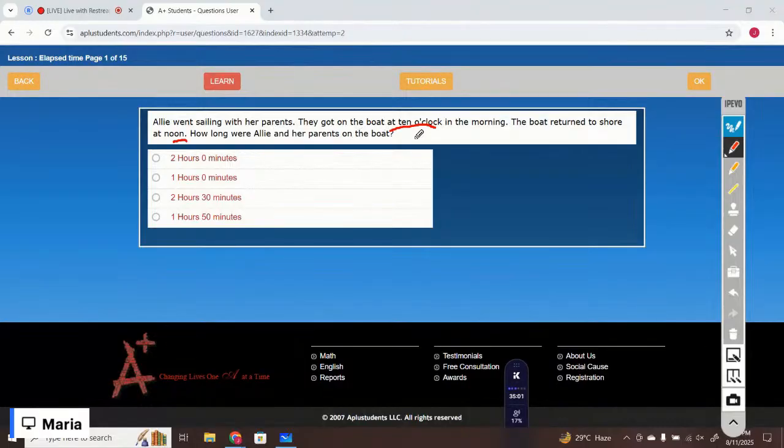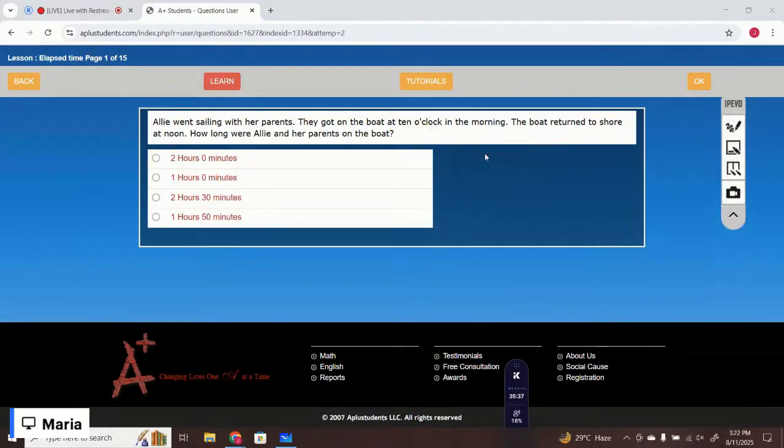So at 10 o'clock in the morning they went, and they returned at noon. Noon means 12. They went at 10 and returned at 12. We need to calculate the time they spent there. So 12 minus 10 is 2 hours. Option number 1 is the correct option. That is 2 hours and 0 minutes.